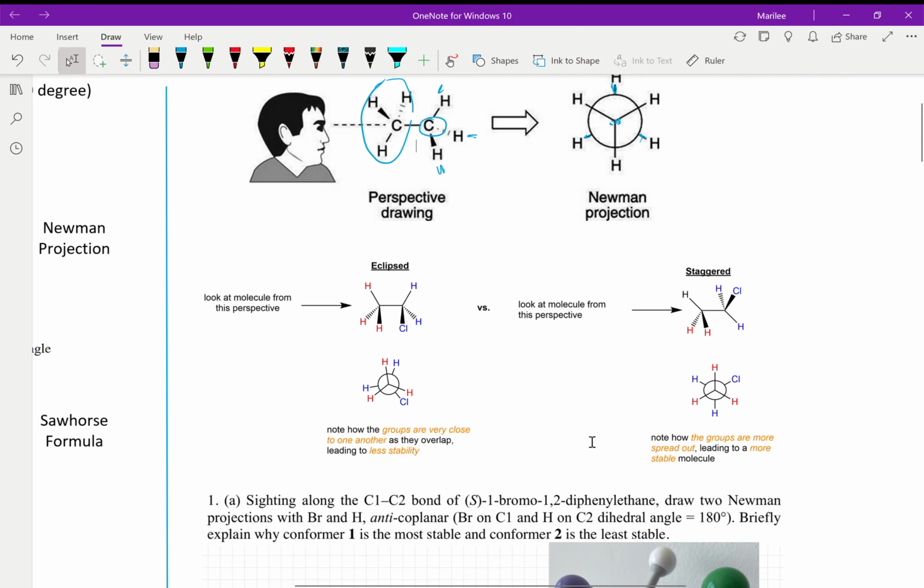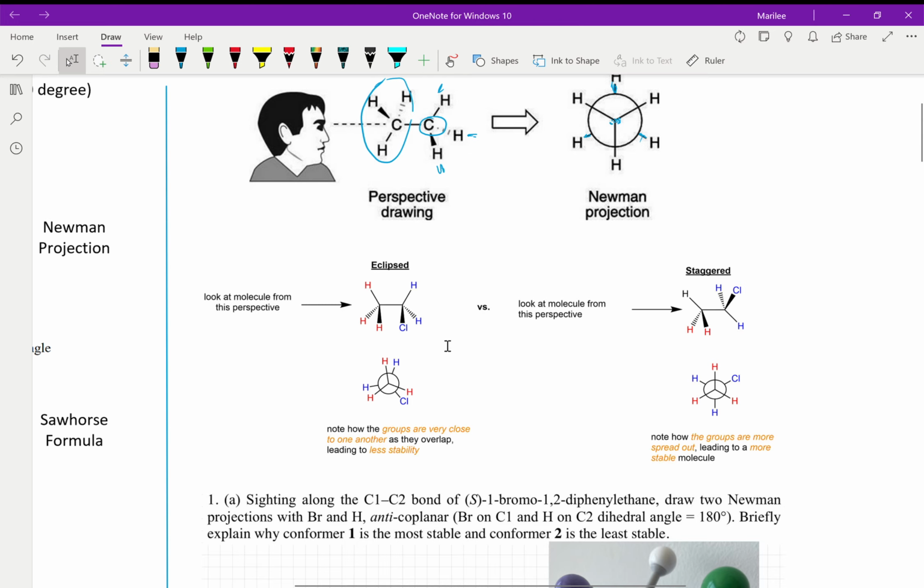This is called the Newman projection. A lot of times when we're showing Newman projections, we don't actually show what's coming towards us, what's going away from us. So if you look at this example here on the eclipsed, the hydrogen and the chlorine are coming towards us. The two hydrogens on the top are in line of the paper, and the two hydrogens on the bottom are going away from us.